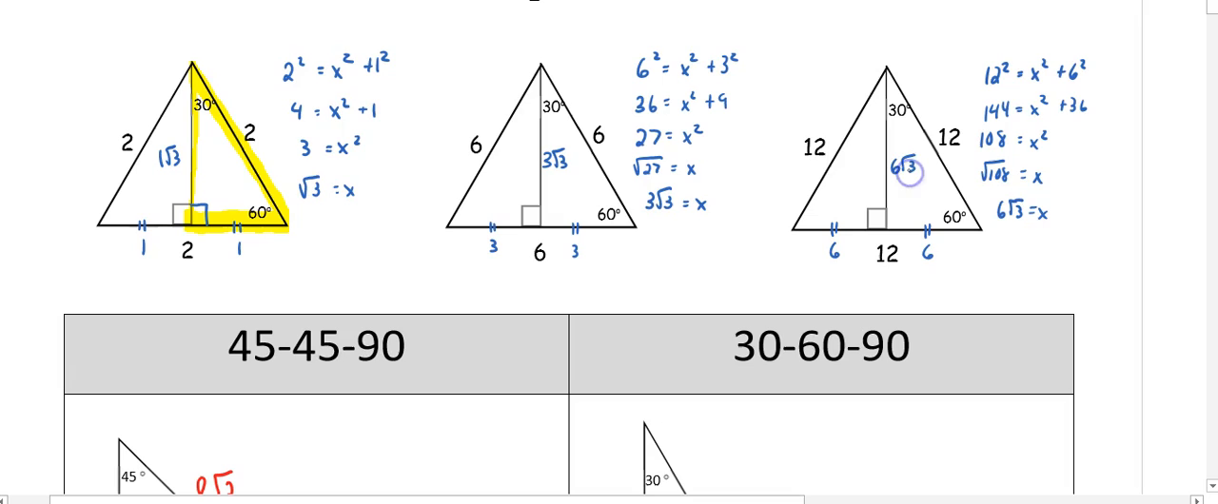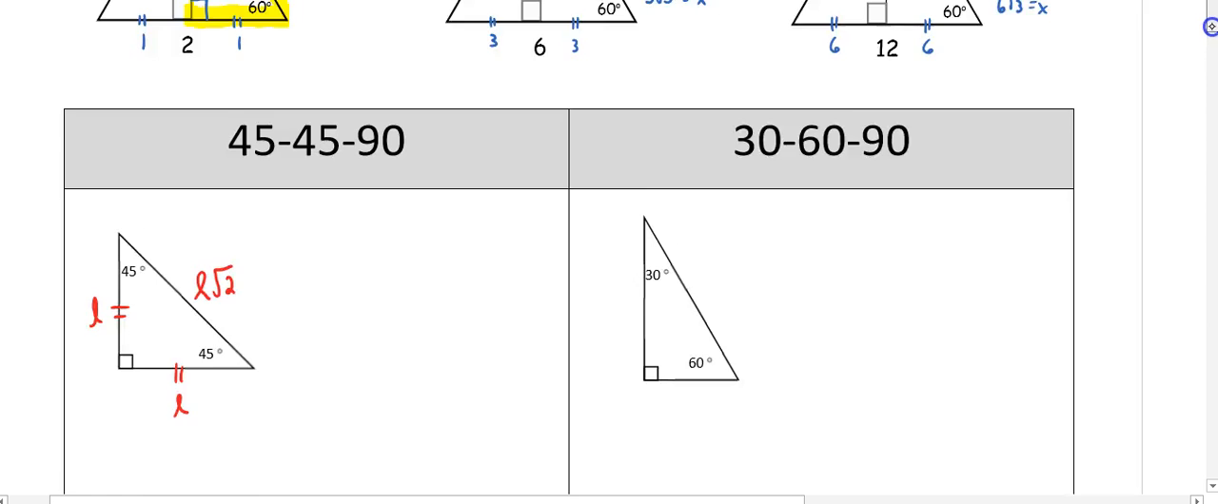So in this type of triangle, there are three different angle measurements: 30, 60, 90. So there are going to be three different side lengths. We have our hypotenuse, which is going to be the longest side. Half of that is going to be the side across from the 30-degree angle. And across from the 60, we take that smallest side and multiply by root 3.